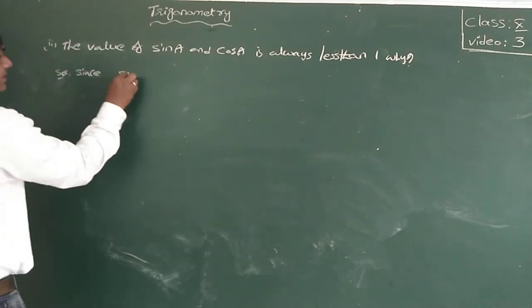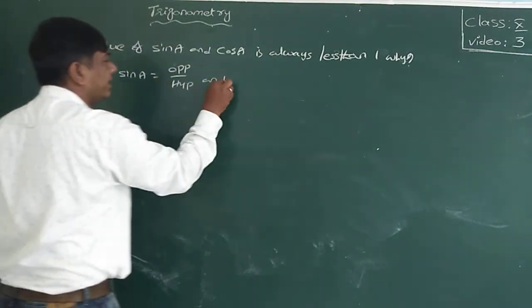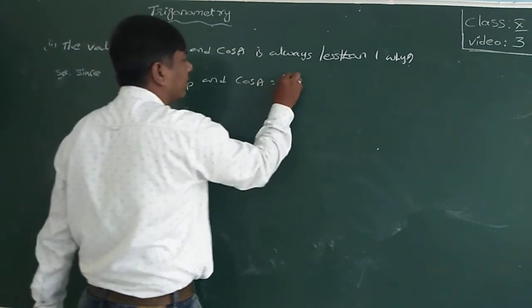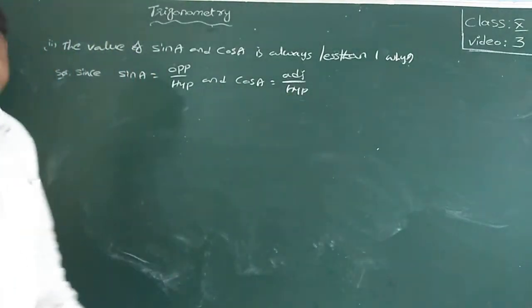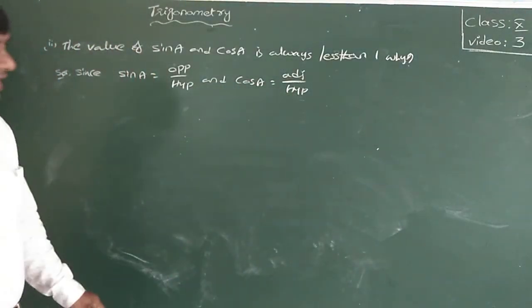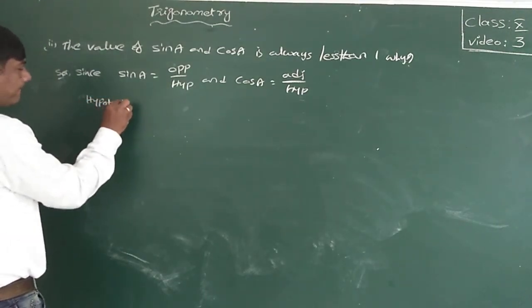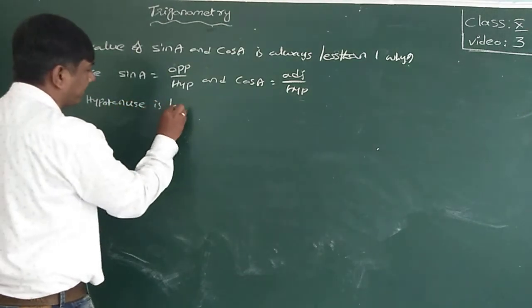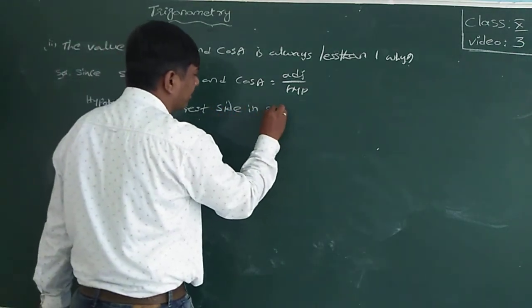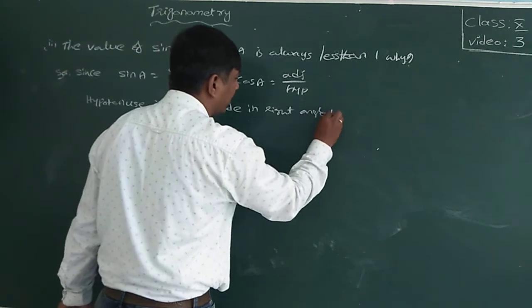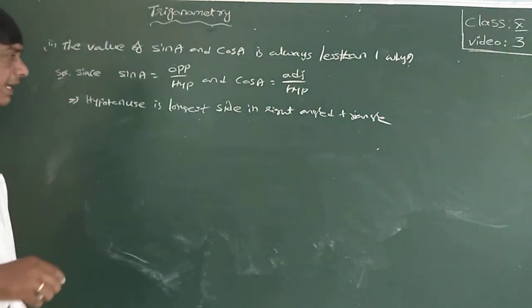Since sin A is equal to opposite side by hypotenuse and cos A is equal to adjacent side by hypotenuse. Since the denominator is hypotenuse, and hypotenuse is the longest side in a right angled triangle.